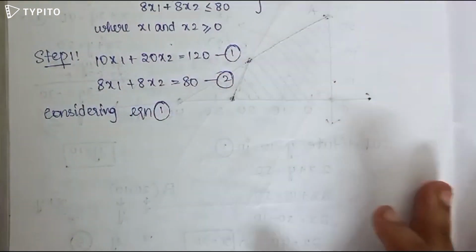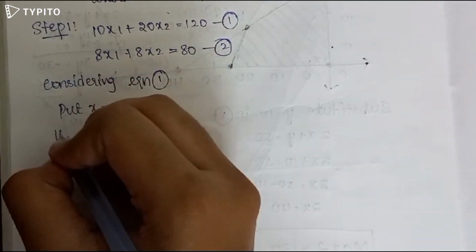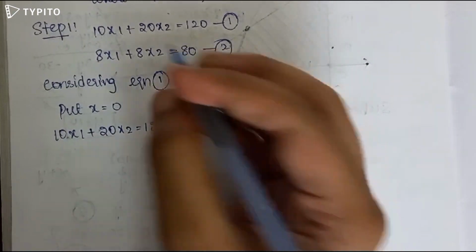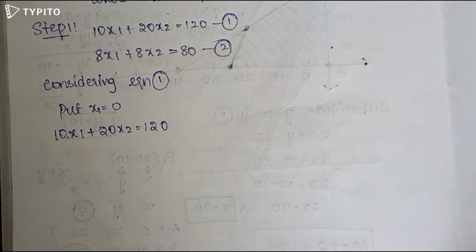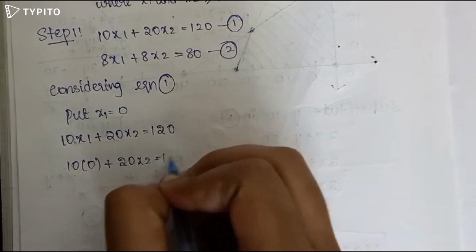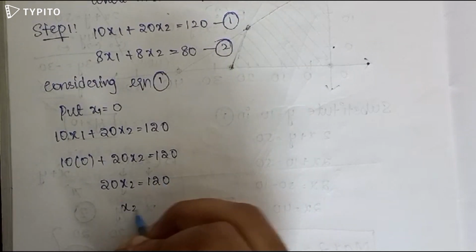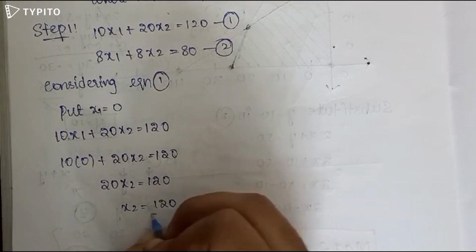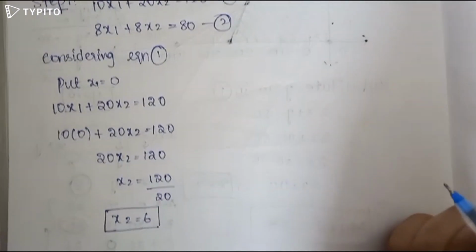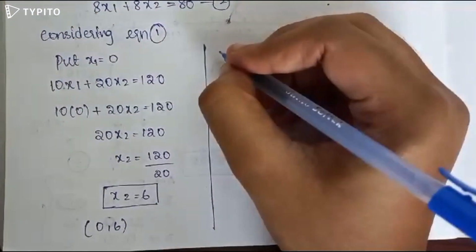considering equation 1, put x1 is equal to 0, what we will be getting? 10x1 plus 20x2 is equal to 120. సో x1 ప్లేస్లో కనుక మనం 0 పెడితే ఏమొస్తుంది? 10 into 0 plus 20x2 is equal to 120. x2 is equal to 120 by 20. x2 is equal to 6. సో x1 ప్లేస్లో 0 సబ్స్టిట్యూట్ చేసినప్పుడు మనకి ఏమొచ్చింది? పాయింట్ 0,6.